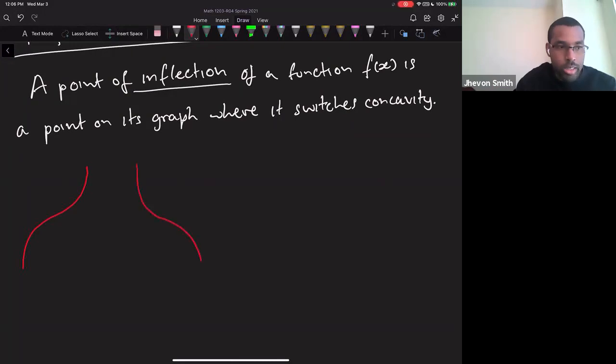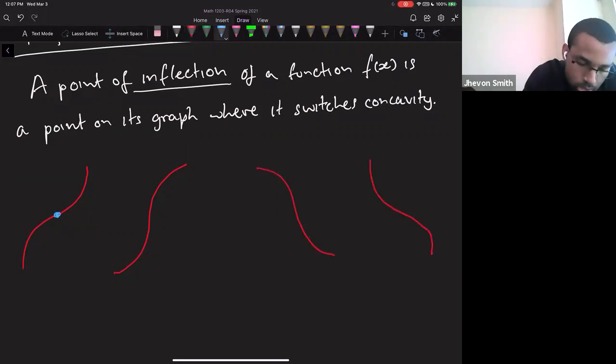You can have something like, let me do two increasing ones and two decreasing ones right away. Or you can have something like that, decreasing, something like that. Or you can have something like that. And these points right here are points of inflection.